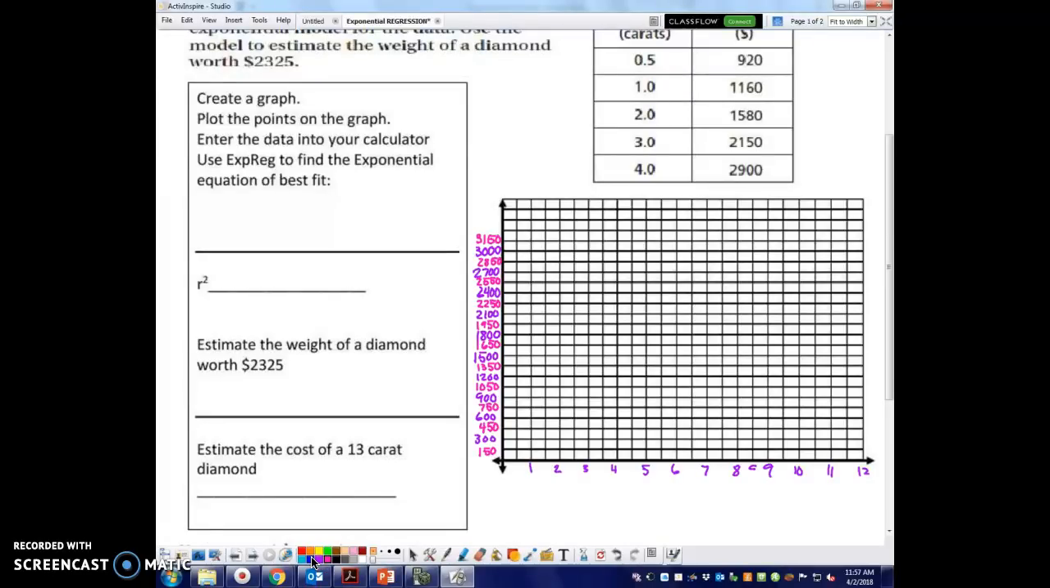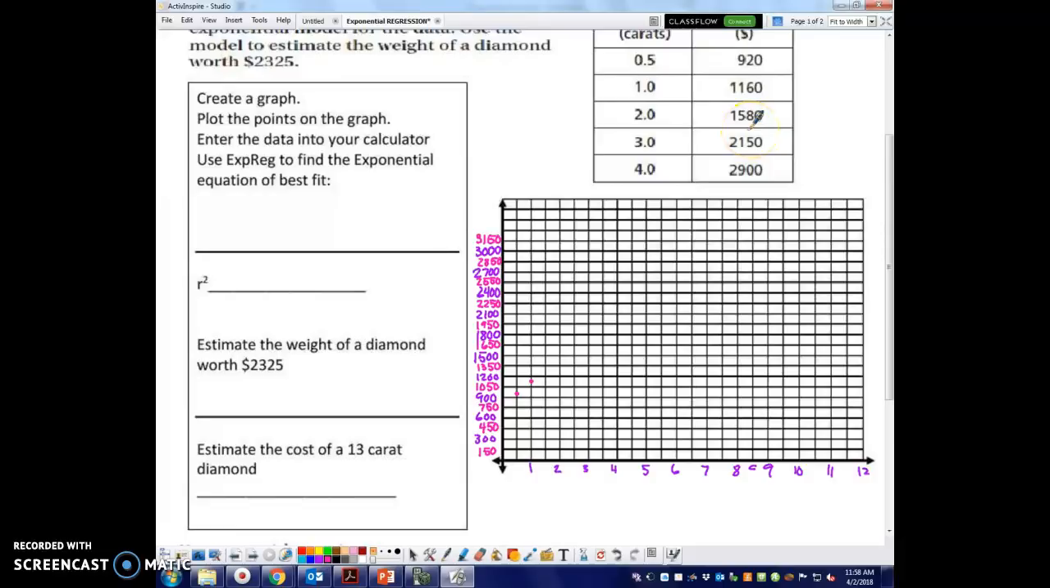Okay, so create the graph. So let's take this table and let's graph it. So we have 0.5 and 920. So we go to 0.5 and go up to 920, which would be about right here. Okay. Then we have 1 and 1160. So we go to 1 and find 1160. It's going to be like right here.